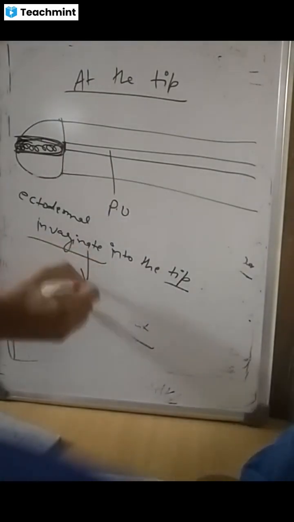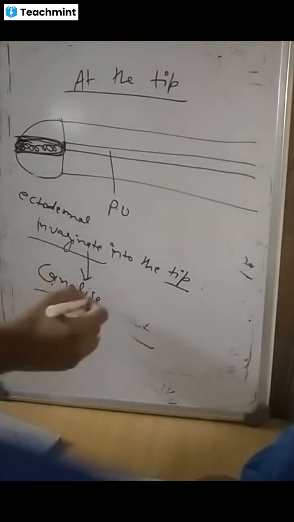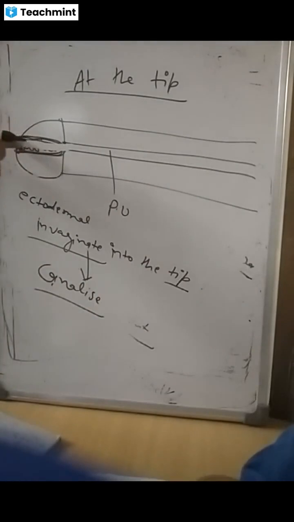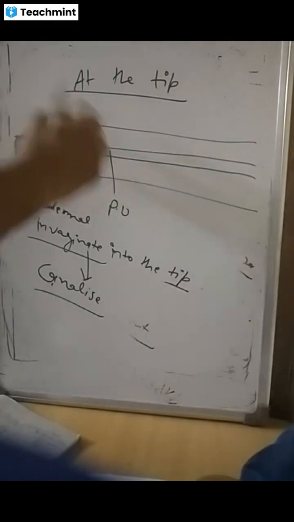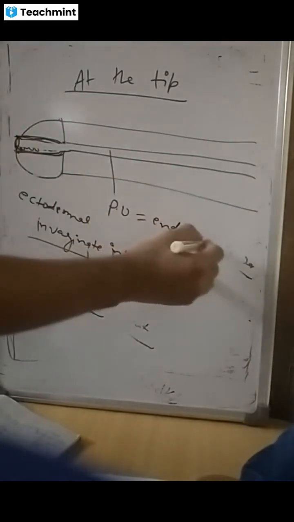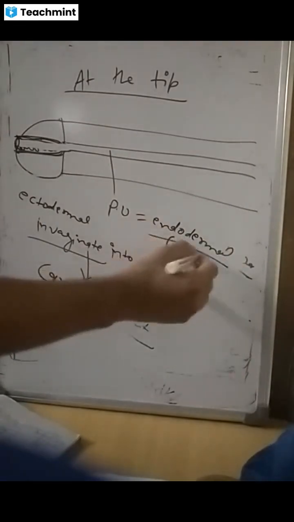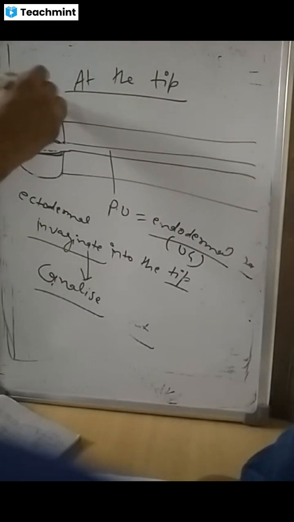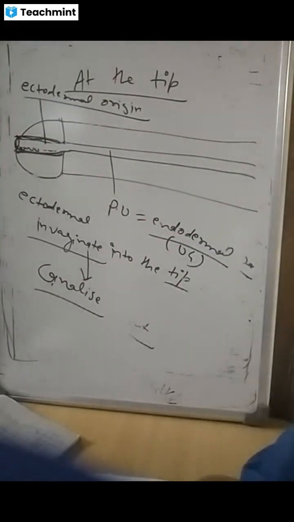Now these are the cells. They will make a tip. They will canalize and that will open outside. It is forming from the urogenital sinus. So this is of endodermal origin and this part is of ectodermal origin.